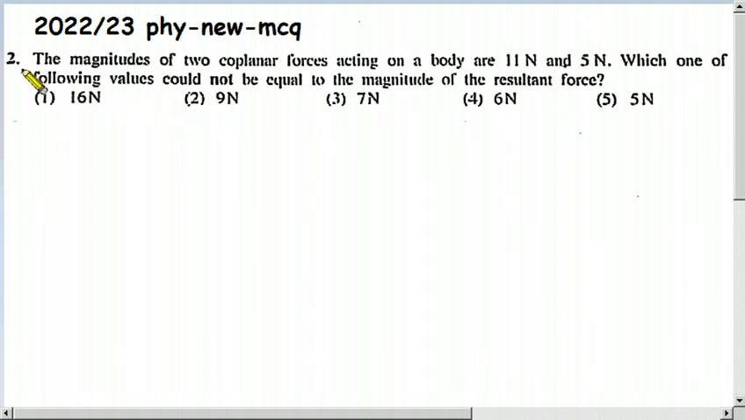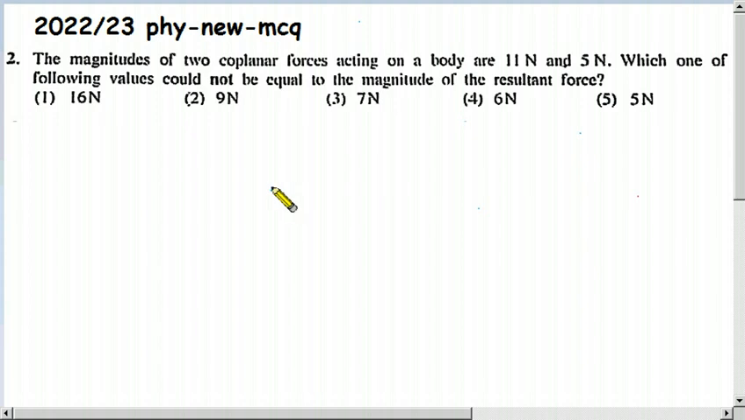Children, today I am going to discuss question number 2 from the MCQ part of the 2022 or 23 Physics new syllabus paper. The magnitudes of two coplanar forces acting on a body are 11 Newton and 5 Newton. Which one of the following values could not be equal to the magnitude of the resultant force? 16 Newton, 9 Newton, 7 Newton, 6 Newton, 5 Newton.